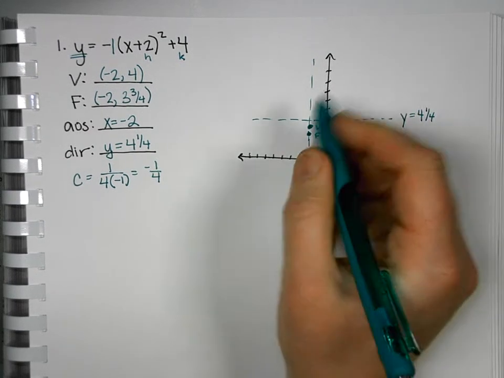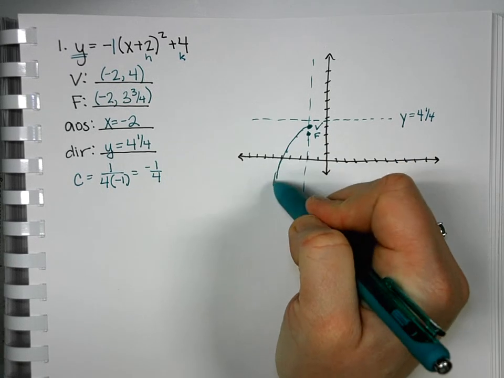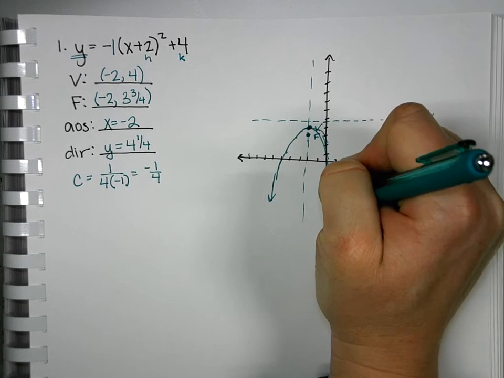So all I have to do now is, this is going to be normal, so I'm just going to draw it as normal as possible, not extra wide, not extra narrow, just normal, and you have your graph.